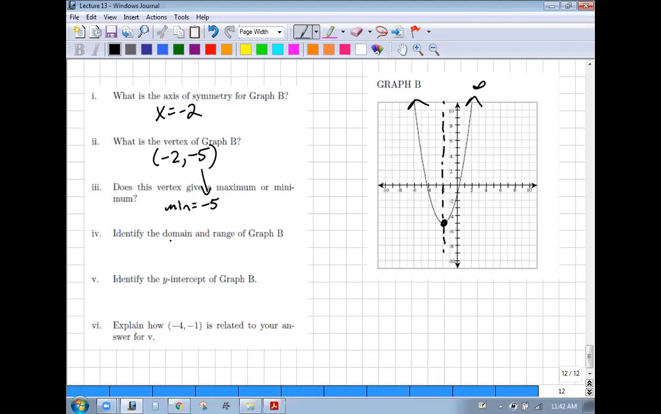Domain and range: domain, all real numbers. It goes forever right and left. The range, however, the lowest value it goes is -5. The highest it goes is all the way to infinity. The y-intercept is right here, which would be at (0, -1). Now, (-4, -1) is this point here. That's its little sister point.